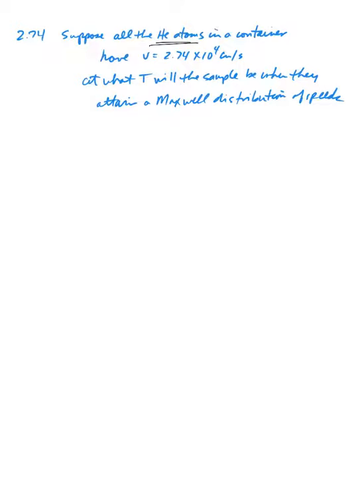But what we're told here is suppose all the helium atoms in a container, you can imagine a balloon, do have exactly the same velocity for a microsecond. They give you the value of 2.74 times 10 to the 4th centimeters per second. After collisions, they're gradually going to turn into a Boltzmann distribution. The question is asking at what temperature will the sample be when the Maxwell-Boltzmann distribution is attained.